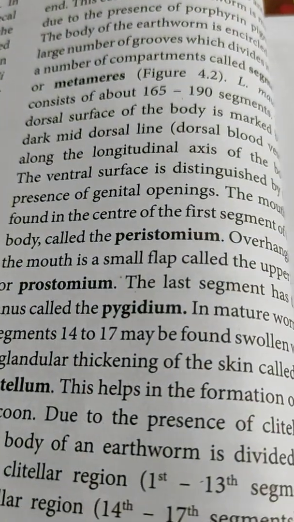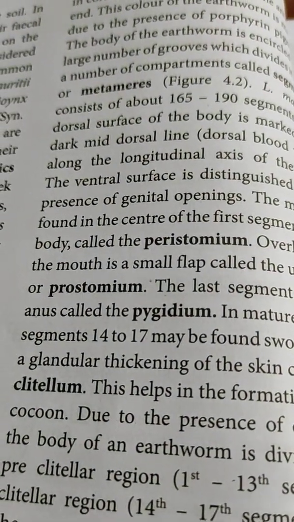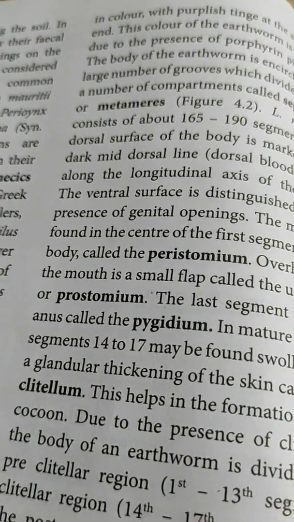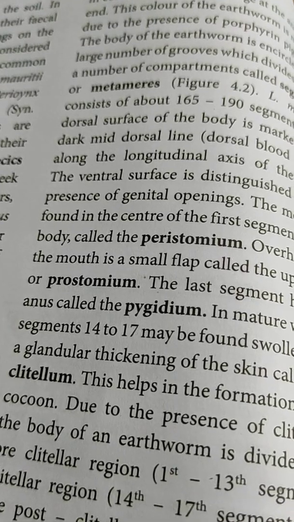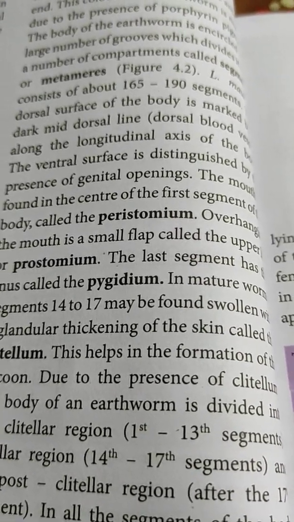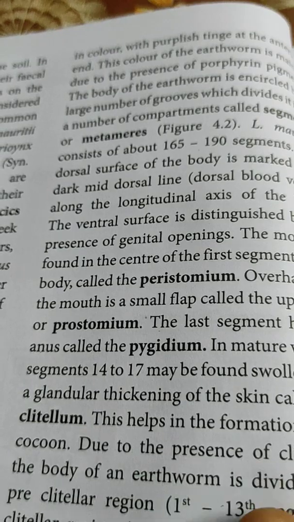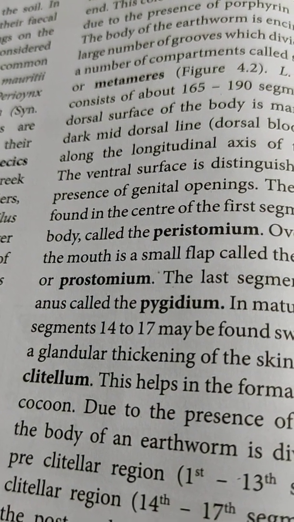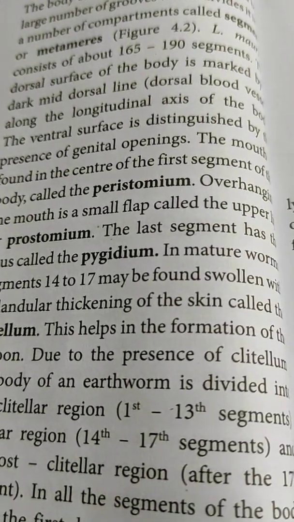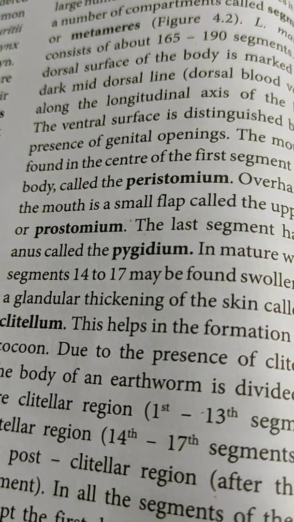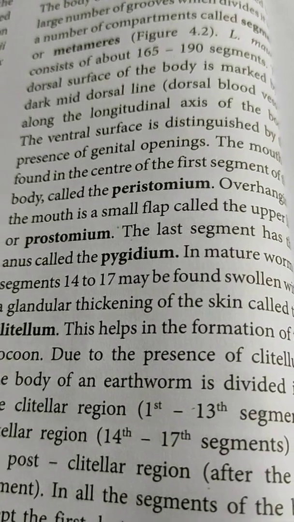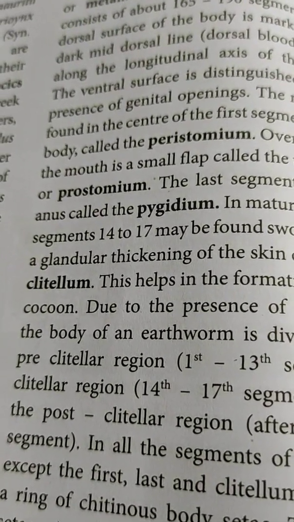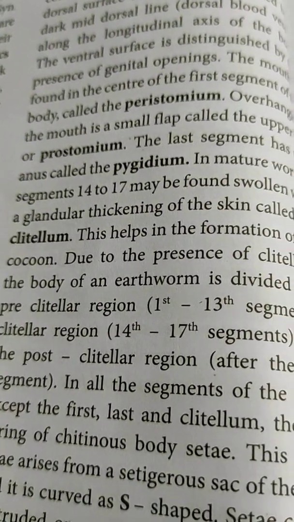Peristomium and prostomium. The last segment has the anus, which is called the pygidium. In mature earthworms, in segments 14 to 17, there is a swollen, glandular thickening of the skin called the clitellum. This helps in the formation of the cocoon. We already discussed this in the leech also.